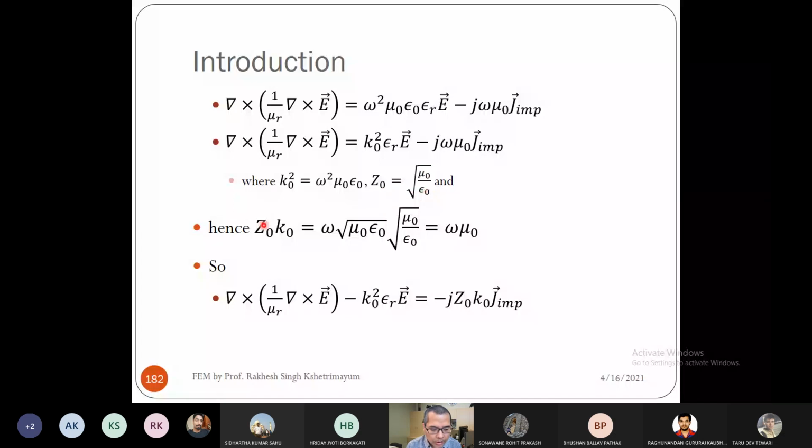So when you multiply Z naught and K naught, what is it? K naught is omega times square root of mu naught epsilon naught, and Z naught is square root of mu naught by epsilon naught. So what you are getting is Z naught K naught is simply omega mu naught. So this is what you have here on the right hand side, and I can replace this omega mu naught by Z naught K naught. In that case, this wave equation simply becomes curl of 1 by mu r curl of E, minus K naught square epsilon r E, taking this term to the left hand side, equal to the right hand side, minus j Z naught K naught J impressed. This is the wave equation we are actually trying to solve.